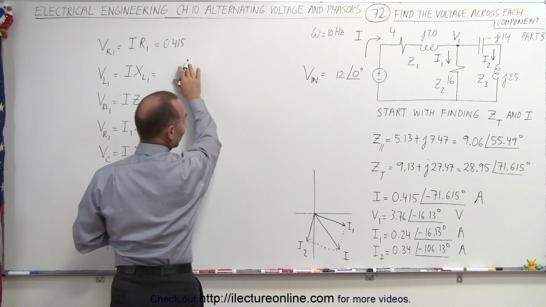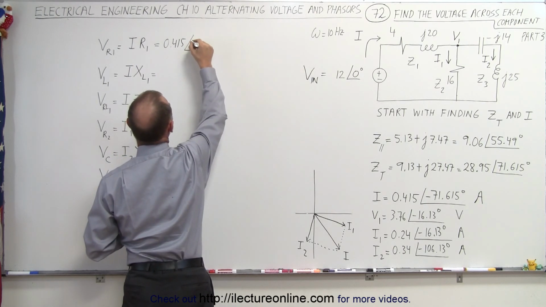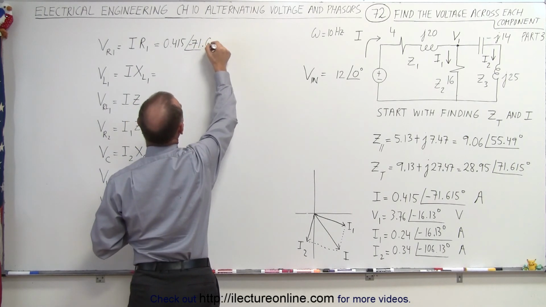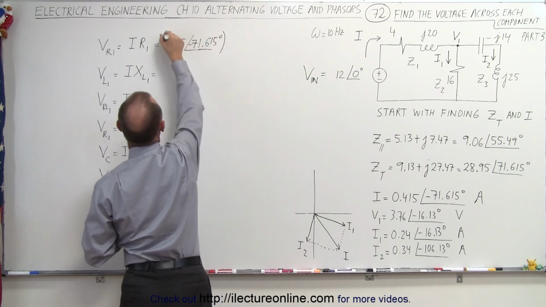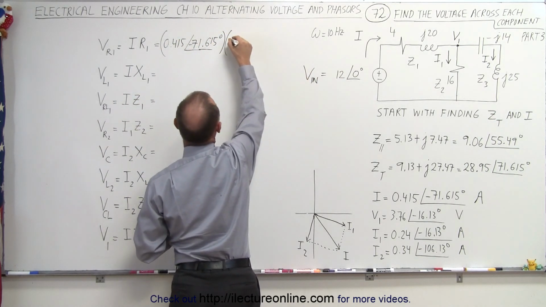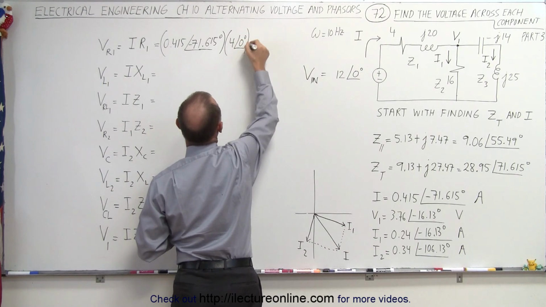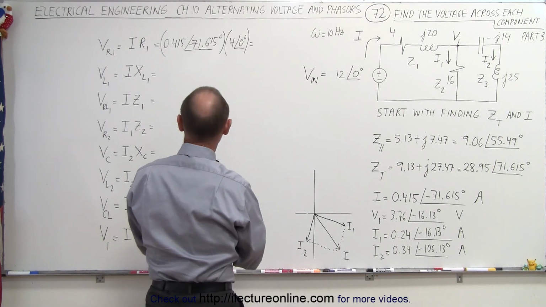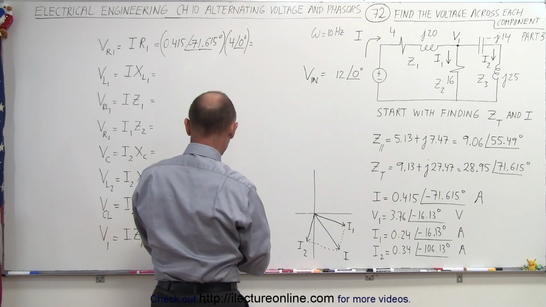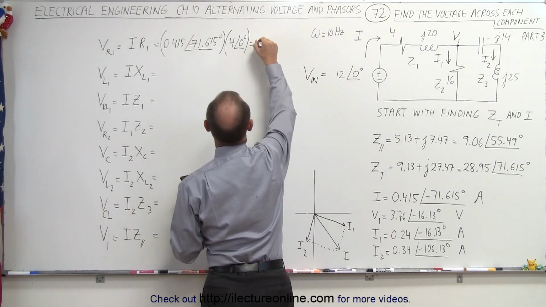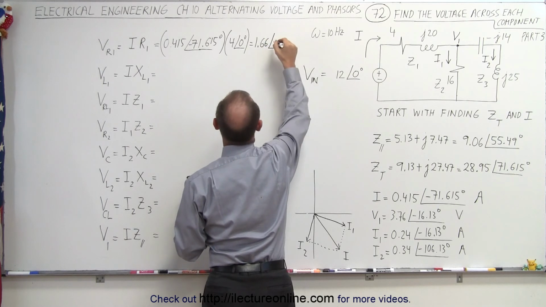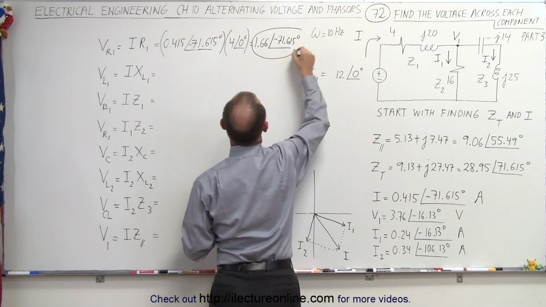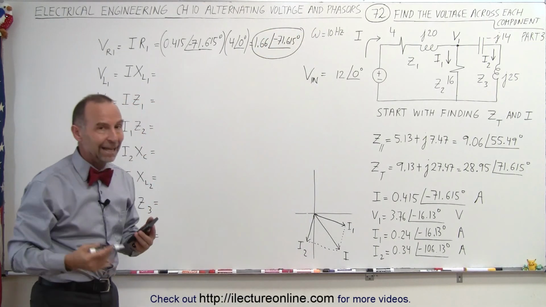So I is 0.415 with a phase angle of minus 71.615 degrees. And we're going to multiply that times the resistance. And so the resistance of 4 with a phase angle of 0 degrees. And so what does that give us? So 0.415 times 4 is equal to 1.66 with a phase angle of negative 71.615 degrees. So this is the voltage across the resistor, magnitude and phase angle.